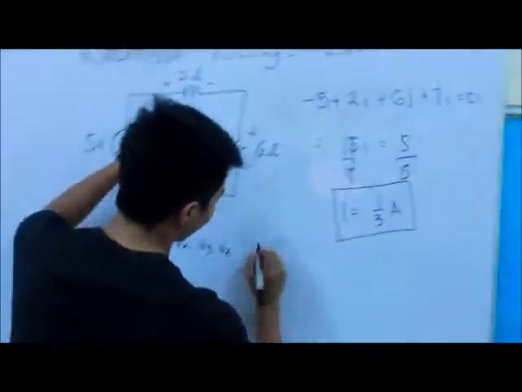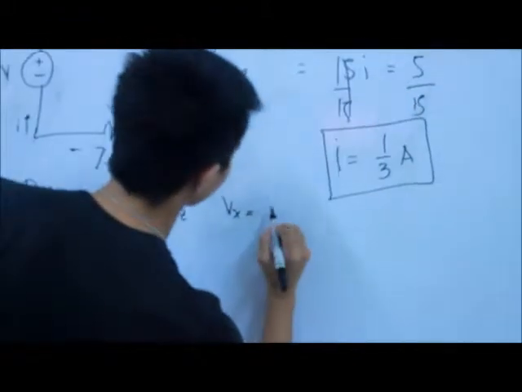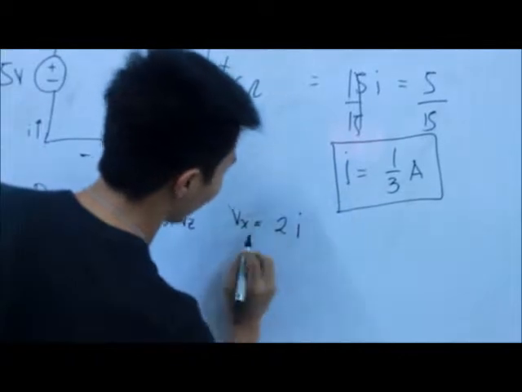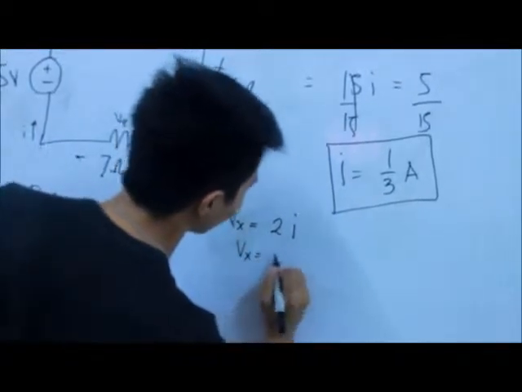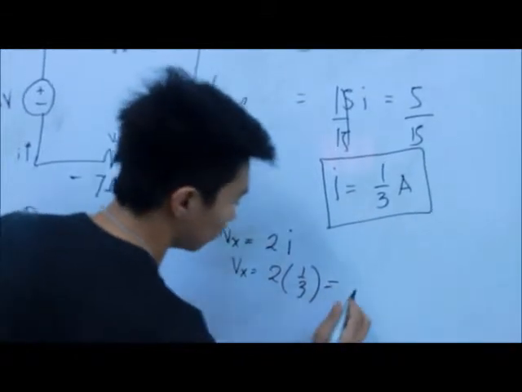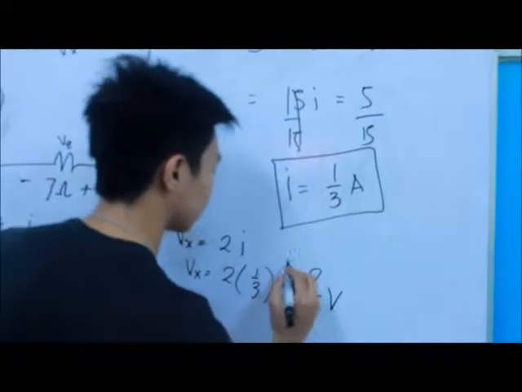Vx here, using Ohm's law, Vx is equal to 2I. Substituting I, Vx is equal to 2 times 1/3, which is 2/3 volts.